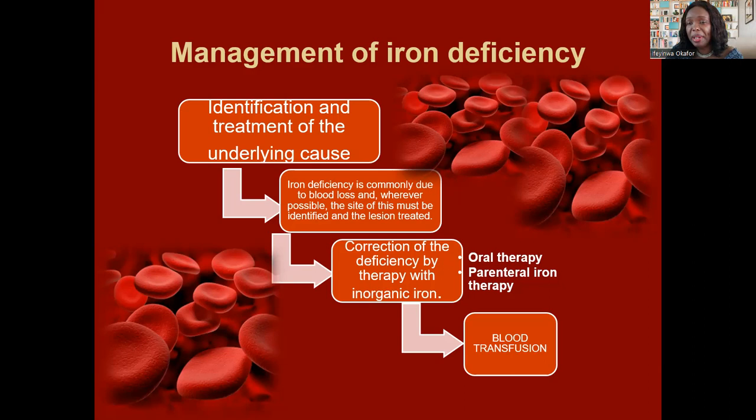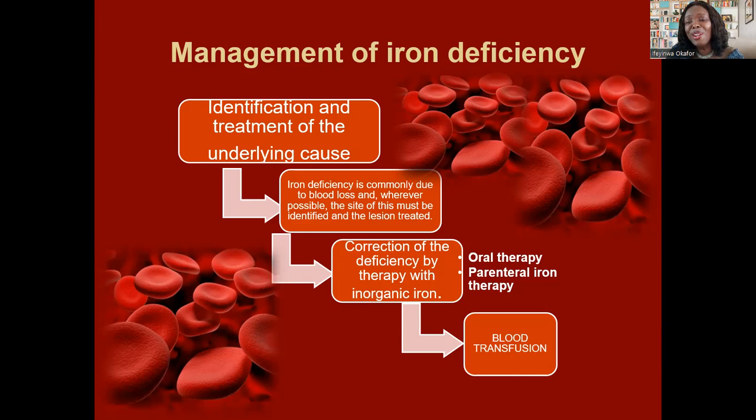Another thing that can be done, depending on the severity of anemia that has developed, you can have instant blood transfusion to alleviate the anemia while treating the iron deficiency, because iron therapy takes time to manifest in the peripheral blood. But if the level of anemia is very severe, blood transfusion can be given while the iron therapy is continued.